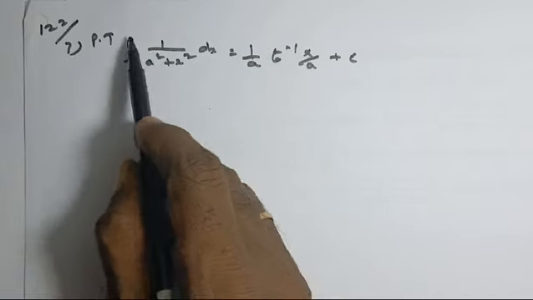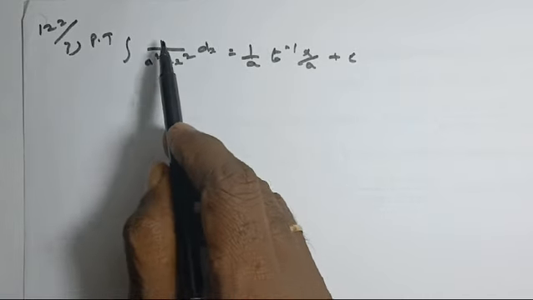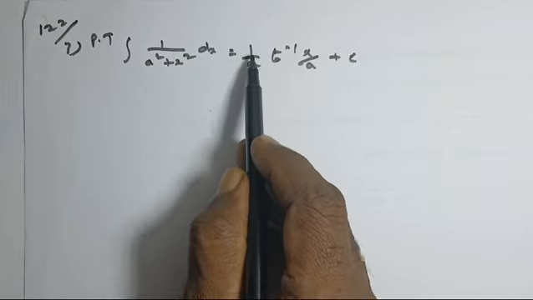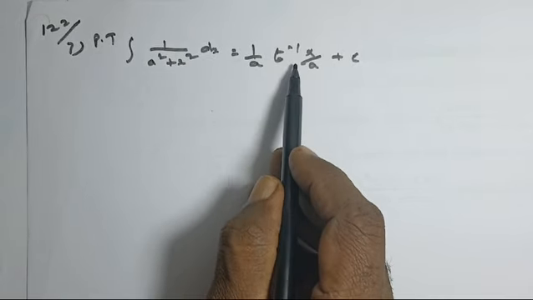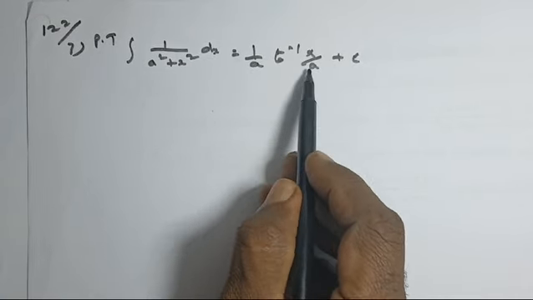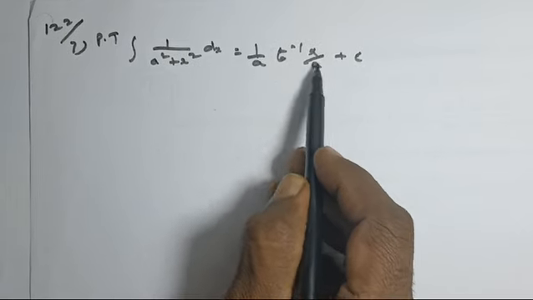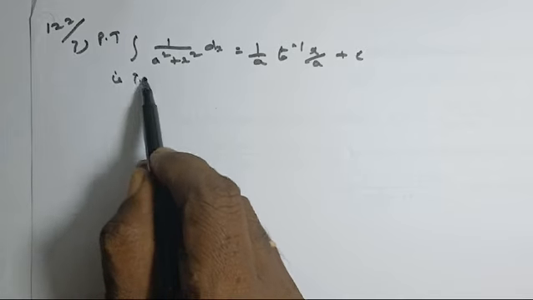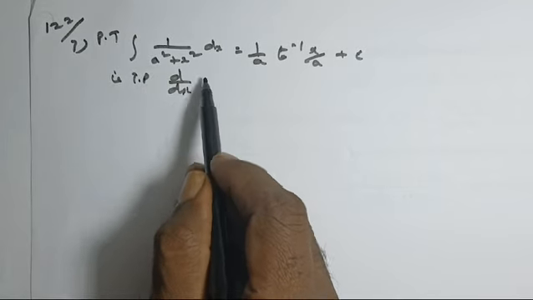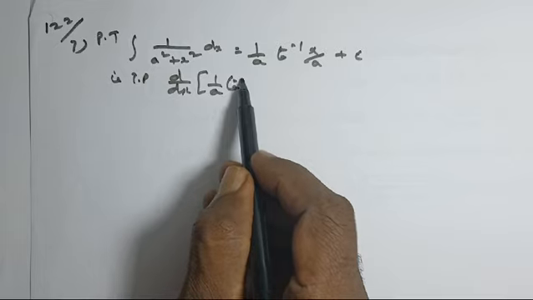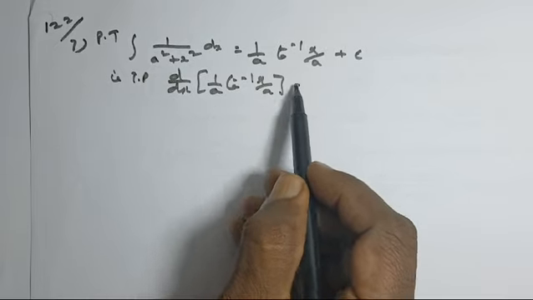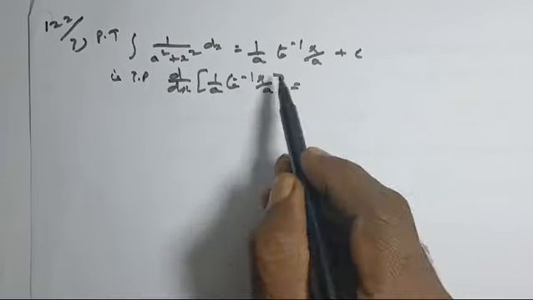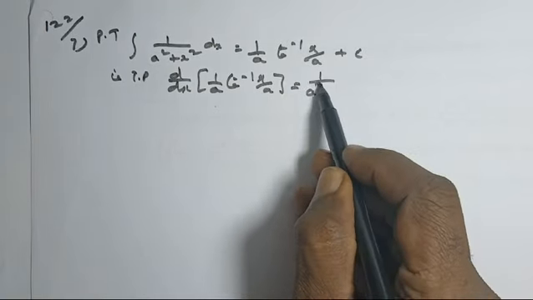Antiderivative property means if you integrate 1 by (a squared plus x squared) dx and the right hand side is 1 by a tan inverse x by a, then the antiderivative property says that if you differentiate the right hand side, you will get the integrand. That is to prove d by dx of 1 by a tan inverse x by a is equal to the integrand. The integrand is 1 by a squared plus x squared.